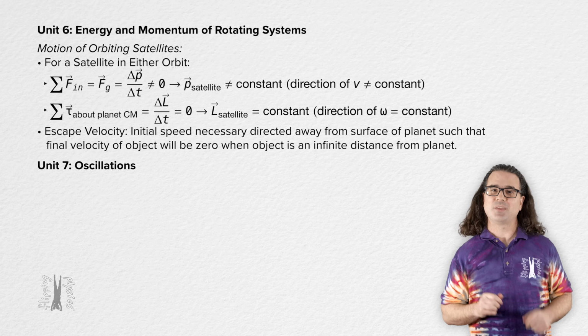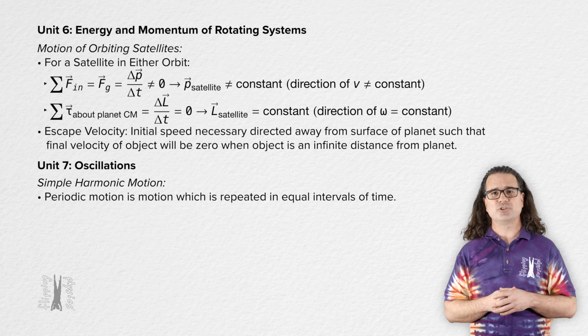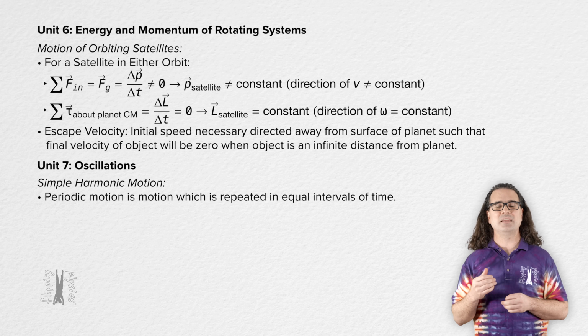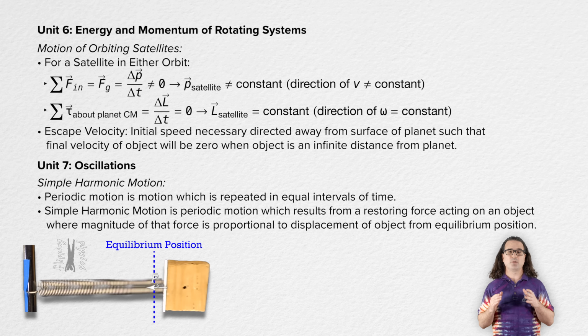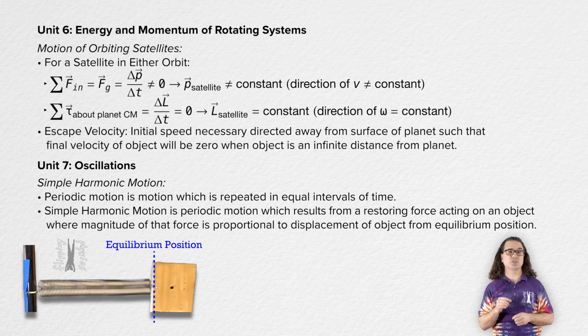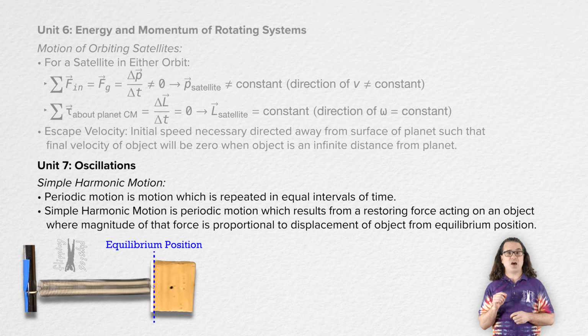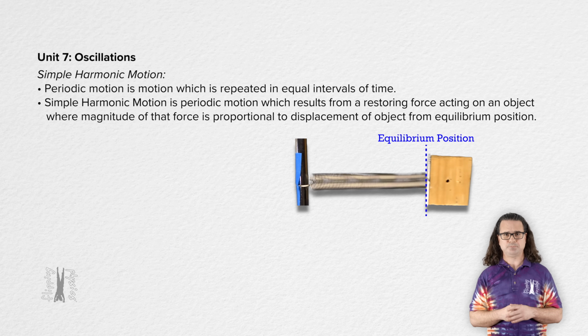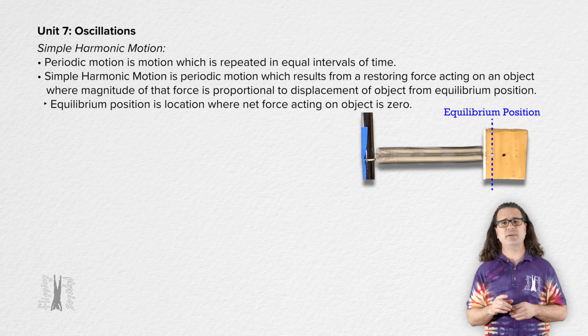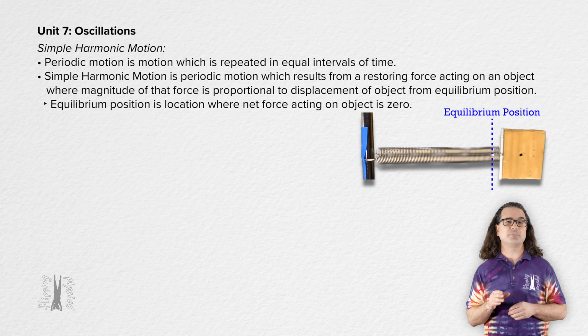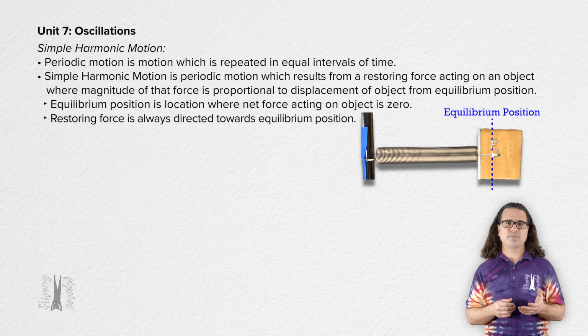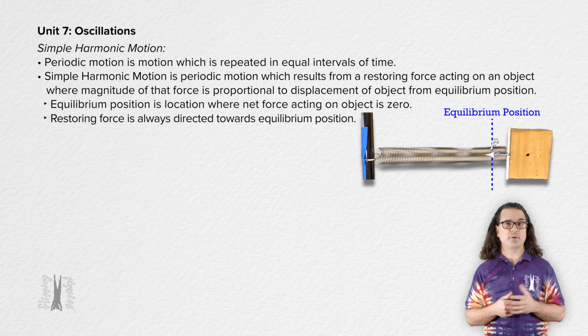Unit 7. Oscillations. Periodic motion is motion which is repeated in equal intervals of time. Simple harmonic motion is periodic motion which results from a restoring force acting on an object where the magnitude of that force is proportional to the displacement of the object from equilibrium position. Equilibrium position is the location where the net force acting on the object is zero. A restoring force is always directed towards equilibrium position.